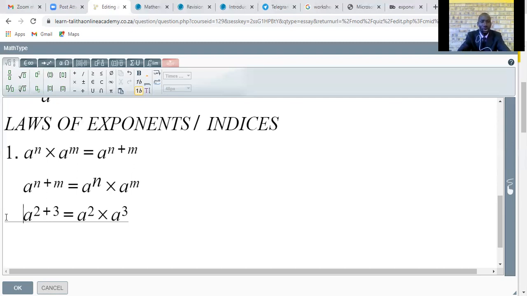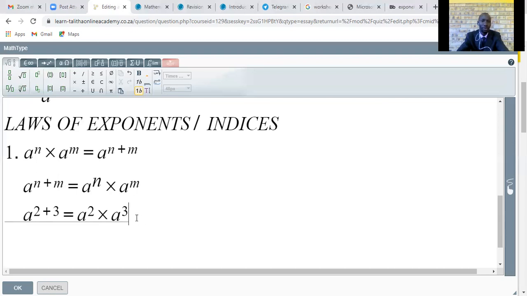These laws of exponents work both ways. There are times when it's very important for us to know what is on the right hand side and how to bring it to what is on the left hand side. That is the reason I'm bringing this up front. Well, how can we apply this? We can apply this in a number of questions.